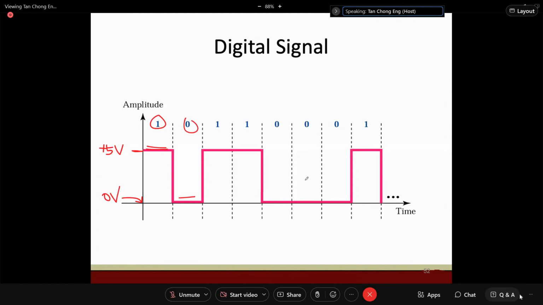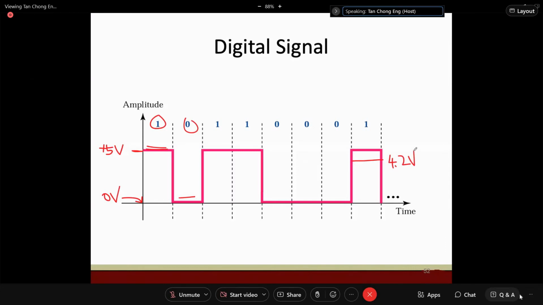Baseband signal of this 1 and 0 using 5 volt and 0 volt cannot go too far. When it goes too far, this 5 volt will become lower and lower, maybe 4.2 volt. Then your signal strength is going to become weaker and weaker, and at one point the destination may not be able to detect that particular signal. Because of this problem, you cannot just send your 1 and 0, your digital data, using a digital signal. Maybe for short distance, it is okay.